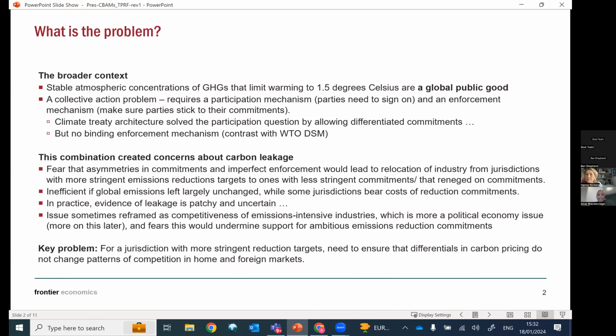And that's inefficient because it's a global problem that we're trying to solve. If you have relocation of economic activity and emissions stay the same, then you haven't made much progress. Now, in practice, the evidence on carbon leakage is patchy and not very certain. So the issue is sometimes reframed as one of competitiveness of emissions-intensive industries, and that's more of a political economy problem. I want you to keep that in mind because these are issues we'll return to later on in our discussion. But for the moment, the key problem that we're trying to solve through the CBAM is the following. For a jurisdiction that has more stringent emissions reduction targets, the idea is to ensure that differentials in commitments don't alter the patterns of competition for its goods in home and foreign markets. That's the overall problem that we're trying to solve.